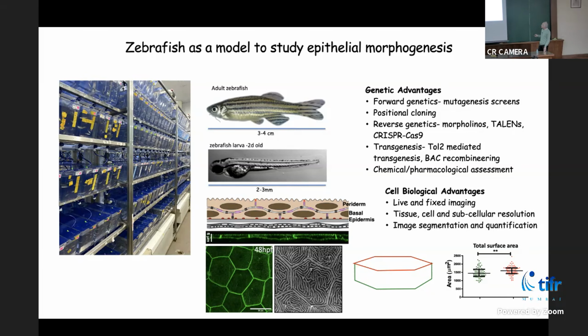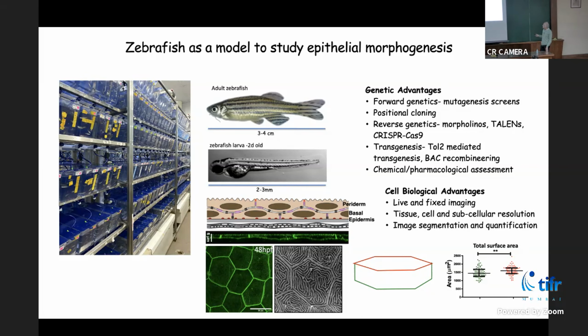Now, the advantage that zebrafish offers is that it allows you to manipulate genes, either by doing mutagenesis screens, wherein you use chemicals to induce mutations, which would then allow you to do loss-of-function analysis of some sort. You can also knock out genes, or you may have heard of the CRISPR-Cas9 system, which can be used for such purposes. And you can also use pharmacological or chemical inhibitors to block a particular signaling pathway or a protein.